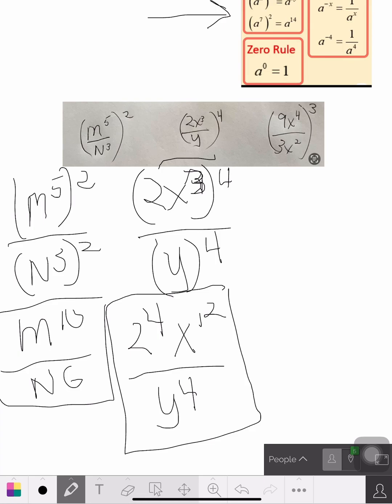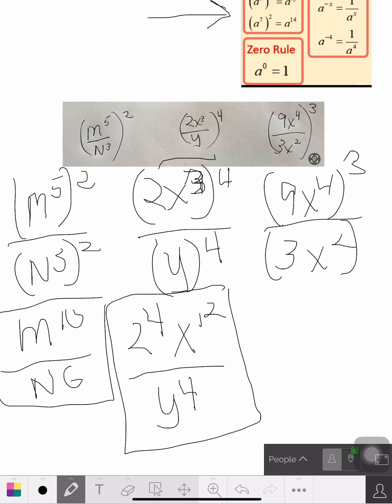Same thing. You could rewrite this. 9 to the x to the 4th, cubed, over 3x to the 2nd, cubed. So this could be rewritten 9 to the 3rd, x to the 4th cubed, which is x to the 12th.